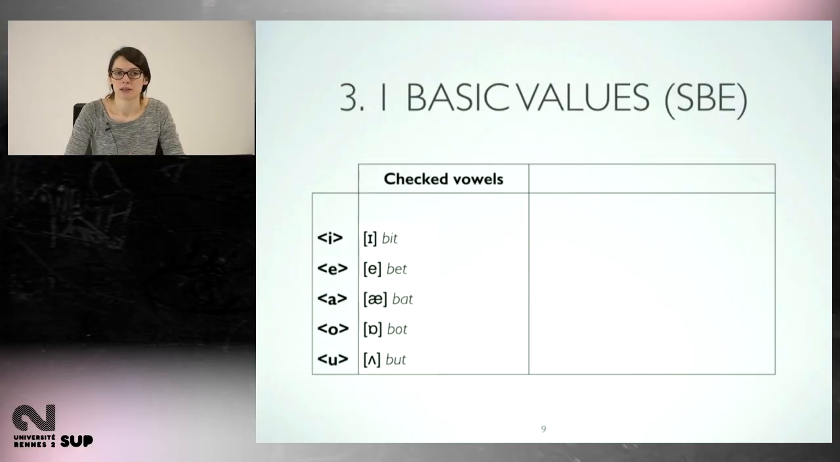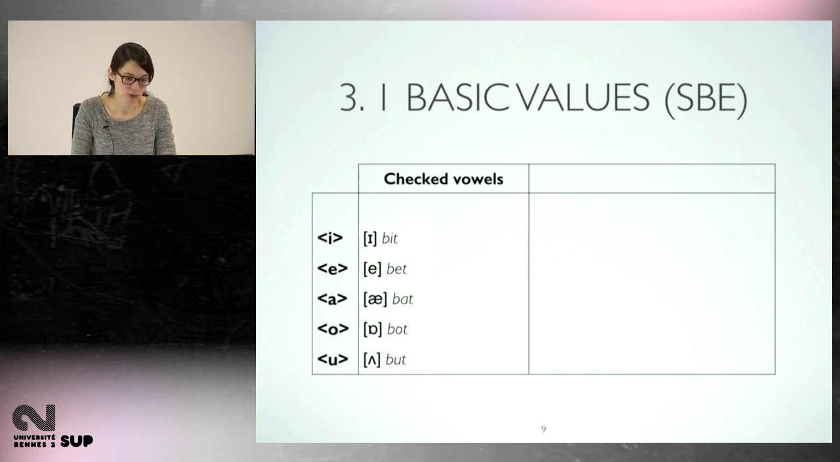I is realized as a checked vowel in bit. As far as E is concerned, you have E in bet. For A, you have A in bat. O in bot. And for U, you have the vowel in but. Not much surprise here, I guess, except maybe for the last vowel.